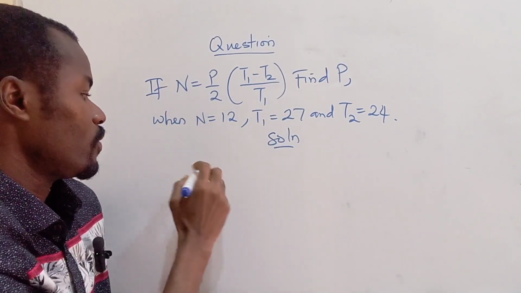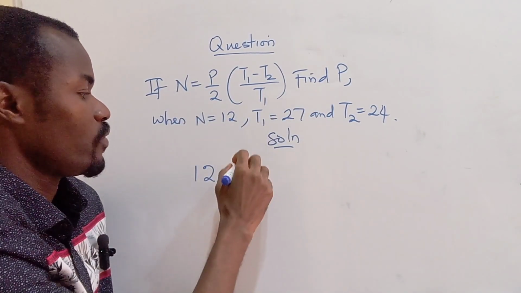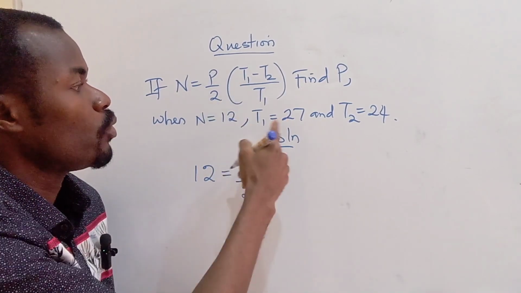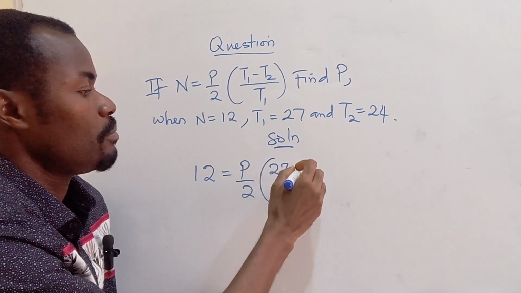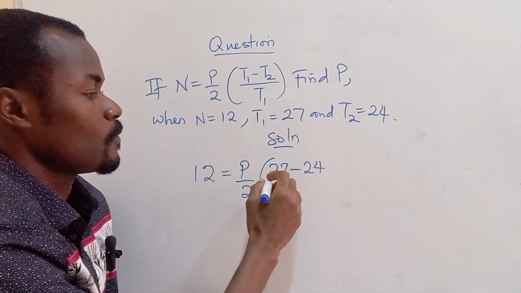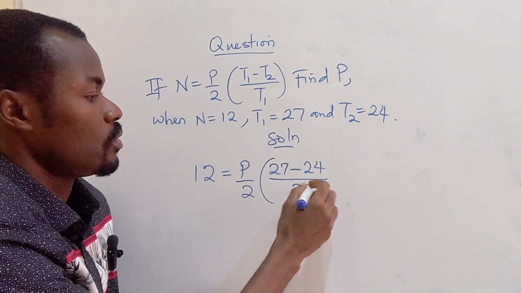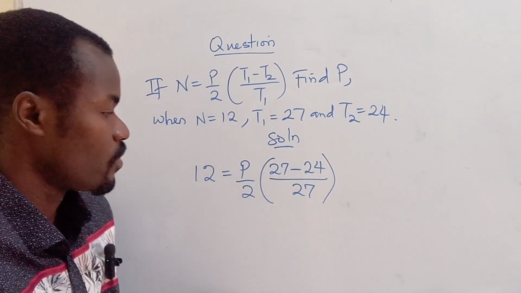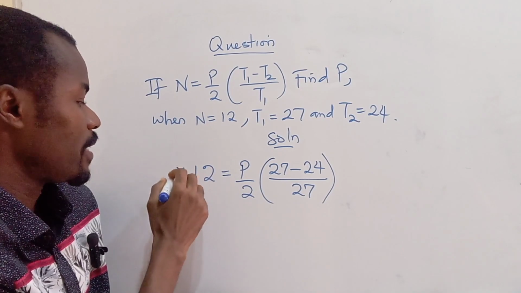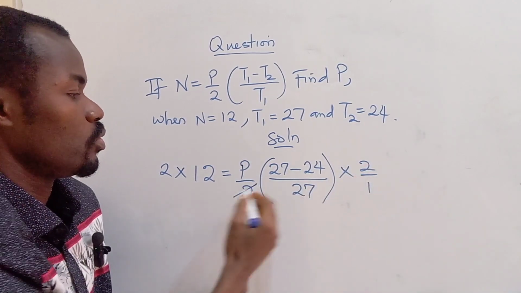So my n is 12, so I have 12, which is equal to, remember the equation says we are going to find p, so I have p over 2. Now in bracket, t1 is 27, minus our t2, which is 24, so we are just going to substitute. And t1 again is 27. Alright, from this, I can multiply by 2 to be able to remove this.